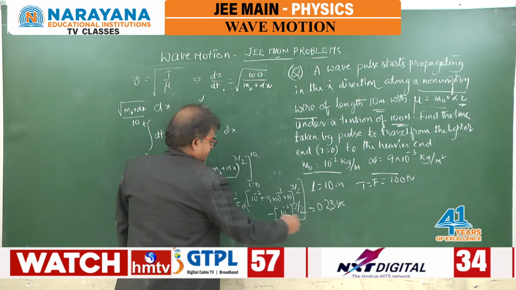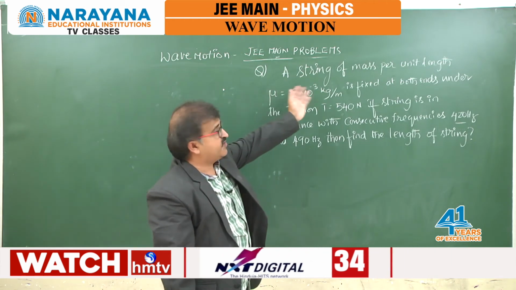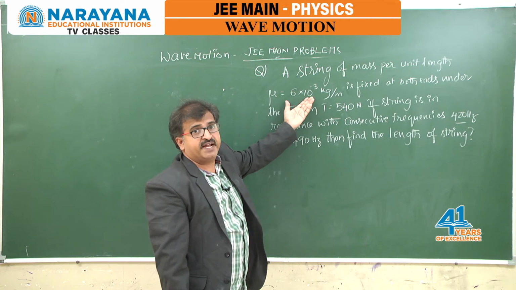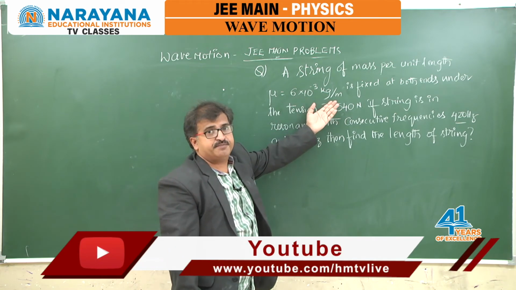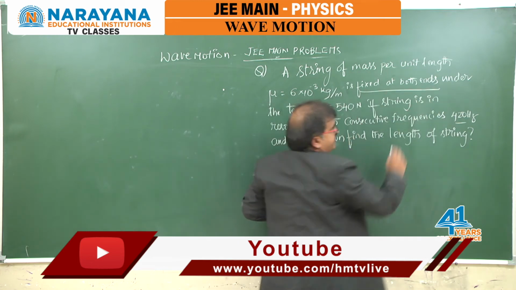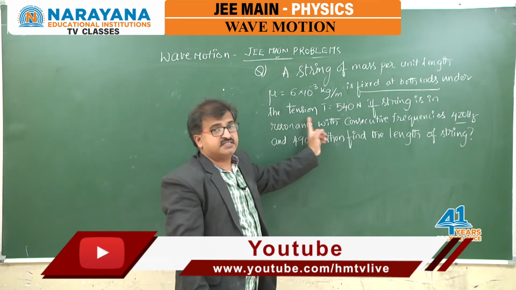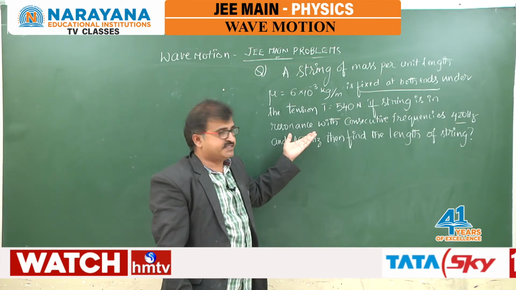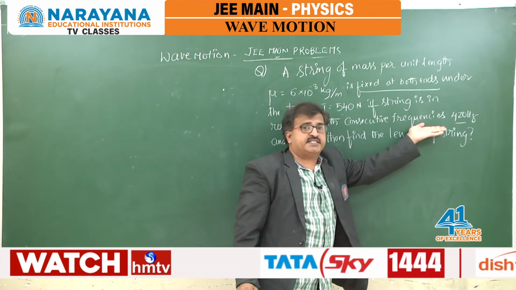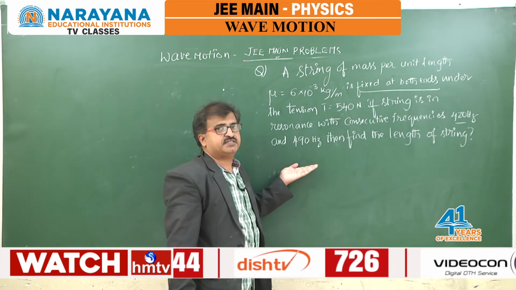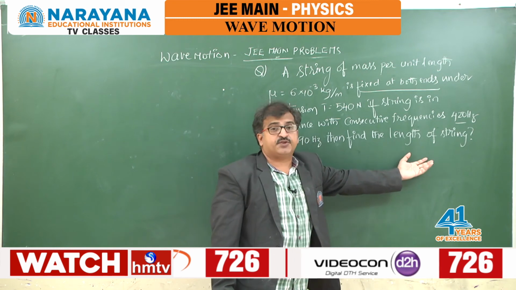0.23 seconds. Next problem: a string of mass per unit length, mu, given as 6 into 10 power minus 3 kg per meter, is fixed at both ends. So this word is important for us. Under the tension T, 540 newtons, the string is in resonance with the consecutive frequencies one by one, 420 Hz and 490 Hz. Then find the length of the string.